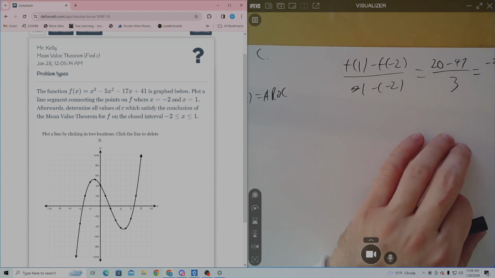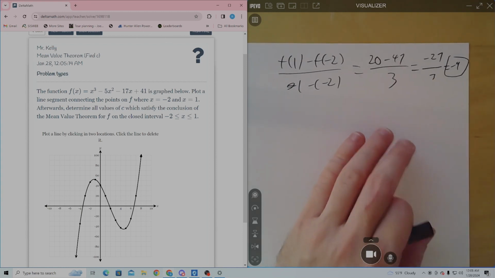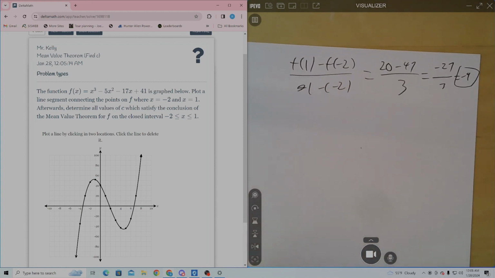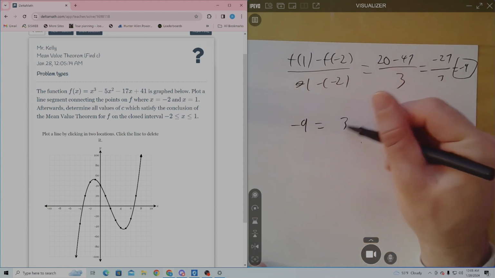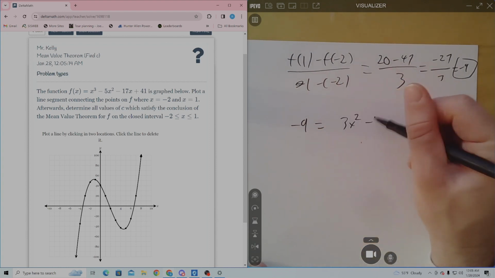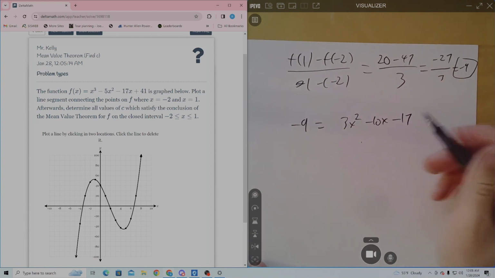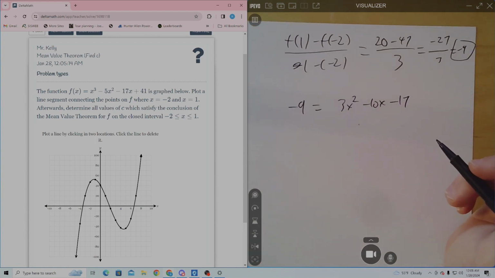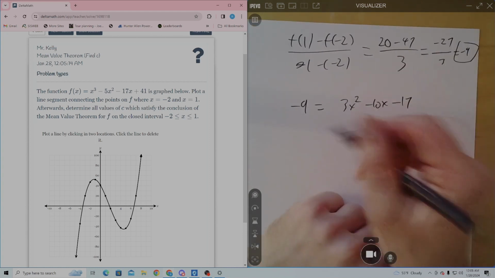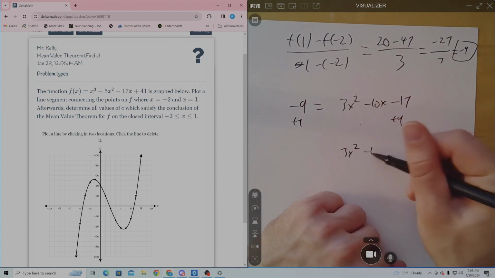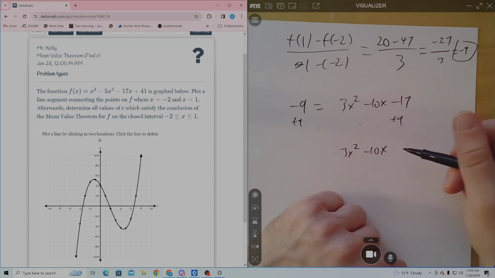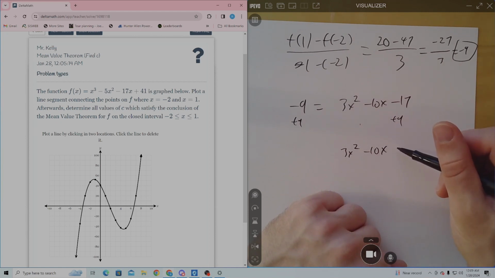So it's -27 over 3, which is -9, which also just sounds right. So anyway, we're gonna take that and set it equal to the derivative, which is 3x squared minus 10x minus 17. And then from there, we're going to set that equal to 0. So we're going to add the 9. So we get 3x squared minus 10x minus 8. Yep. Okay.